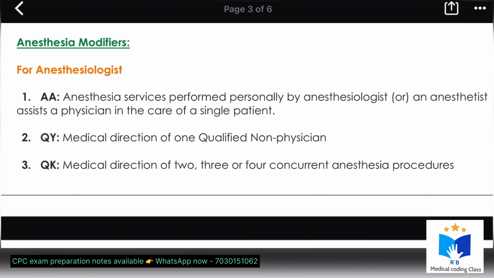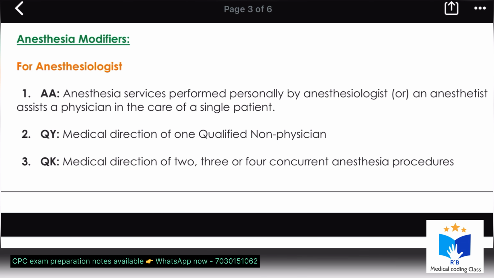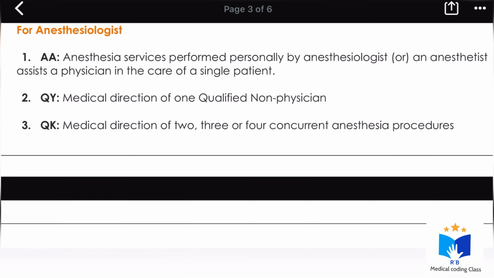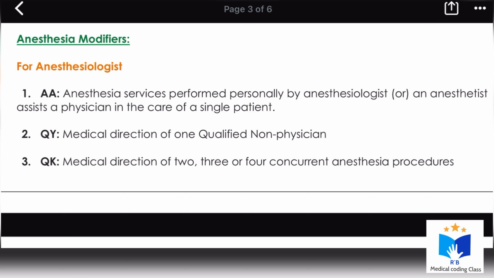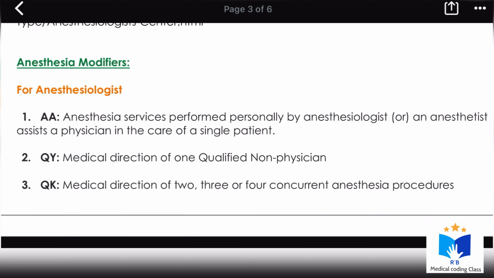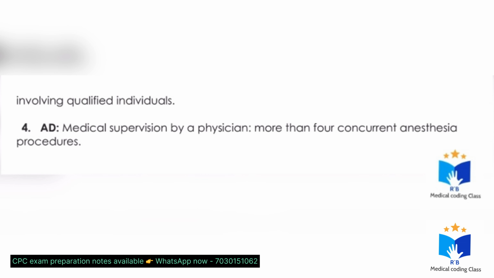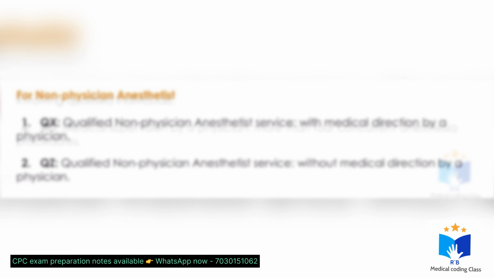Then anesthesia modifiers. For anesthesiologists, AA means anesthesia service is performed personally by the anesthesiologist. QY means medical direction of one qualified non-physician anesthetist. QK means medical direction of 2, 3 or 4 concurrent anesthesia procedures. Then AD means medical supervision by a physician of more than 4 concurrent anesthesia procedures.